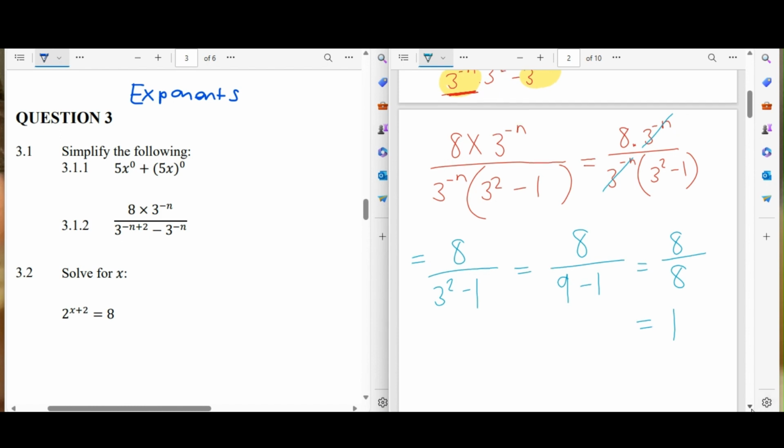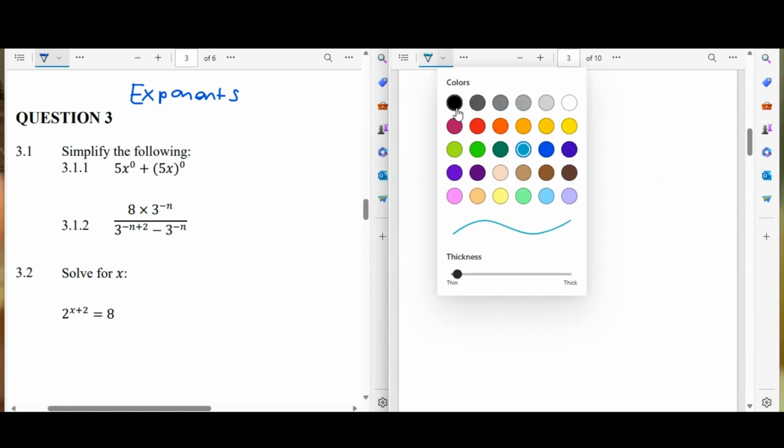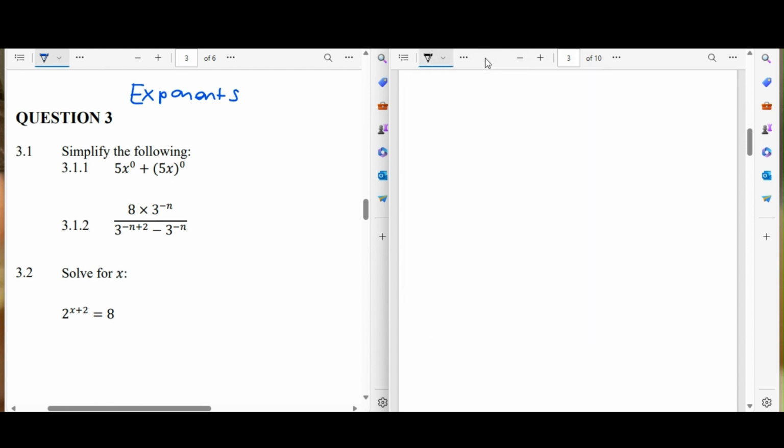And then question 3.2. They want us to solve for x. We've got 2 to the x plus 2 is equal to 8. When it's a question like this and you're trying to solve for x and the x is in the exponent, you want to try get the bases the same. In this case, we want both sides to have a 2 at the bottom. So let's change this 8.